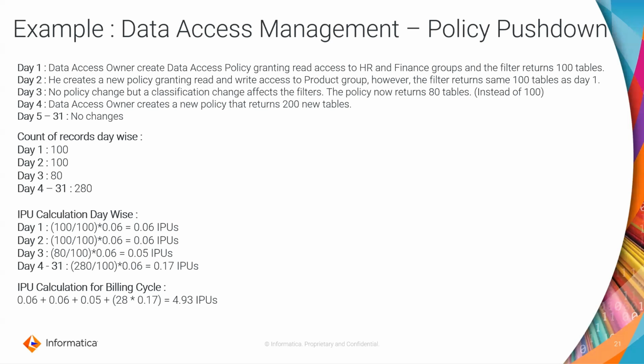From day 5 to 31, there are no changes. So now we are calculating the number of records day-wise. On each respective day, we can see the number of records mentioned here. The IPU calculation is done the same way on each day basis, and then we multiply by the number of days to calculate the IPU consumption for the entire billing cycle, which is 4.93 IPUs for this example.